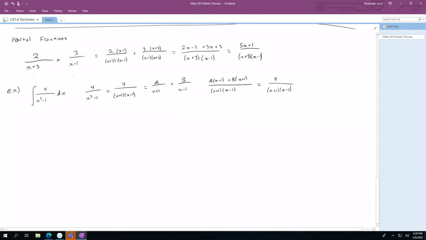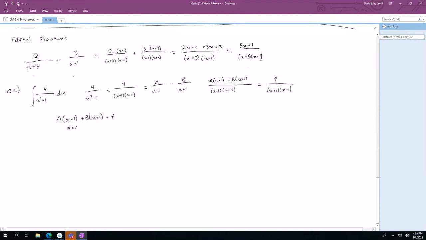Which means that the numerators should match, since the denominators match. Which means now I have a nice equation right here. And importantly, this equation should hold true for every single value of x, because I'm saying that these two things are exactly the same. They are the same thing, just rewritten in different forms.